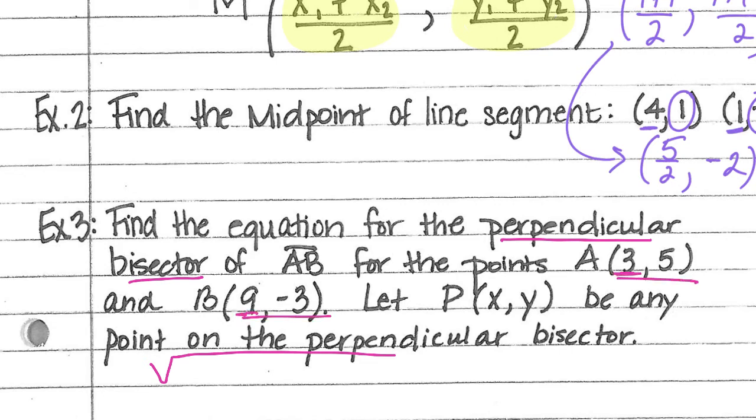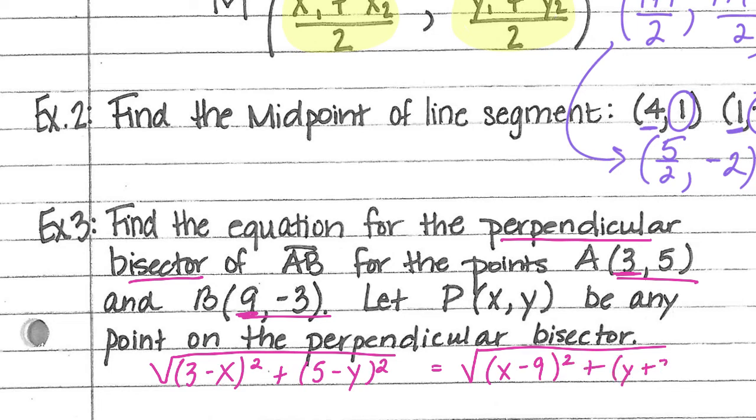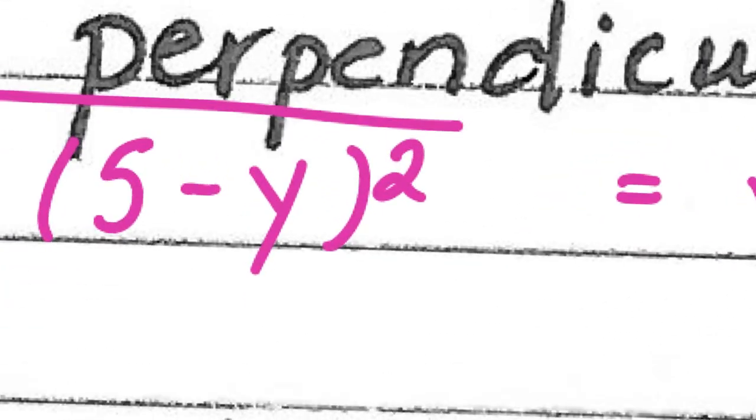We're going to start with the x's, remember. But I'm going to take 3 minus x squared plus 5 minus y squared, and I'm going to make that equal to x minus 9 squared plus y plus 3 squared. Now the reason I need this is because remember my perpendicular bisector is going to be the exact same distance from point A to point B. So I'm going to blow this up and make myself a lot of room and show you the work in here.